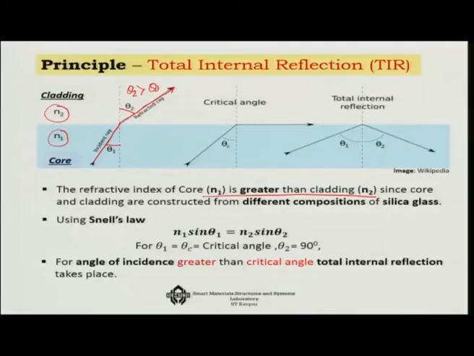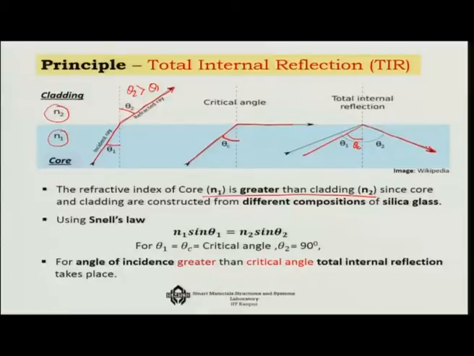That immediately brings us to the question: what if I change theta 1 in such a manner that theta 2 becomes 90 degrees? That is very much possible. In fact, that is what is known as the critical angle, theta critical. If I further increase theta 1 beyond the critical angle, then the light will not simply go into the cladding medium, but it will get reflected inside, which is the total internal reflection that takes place.